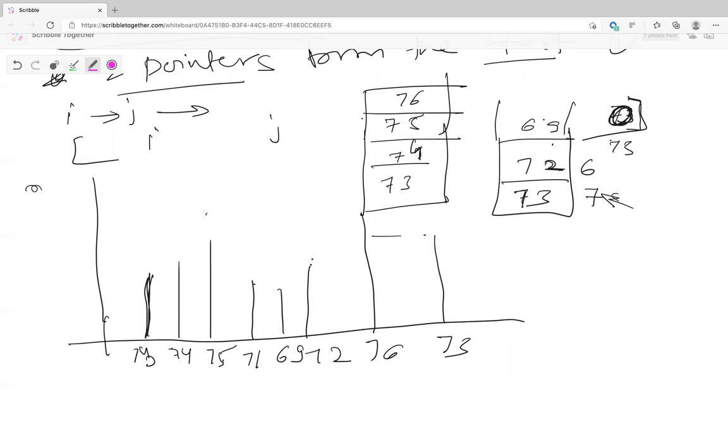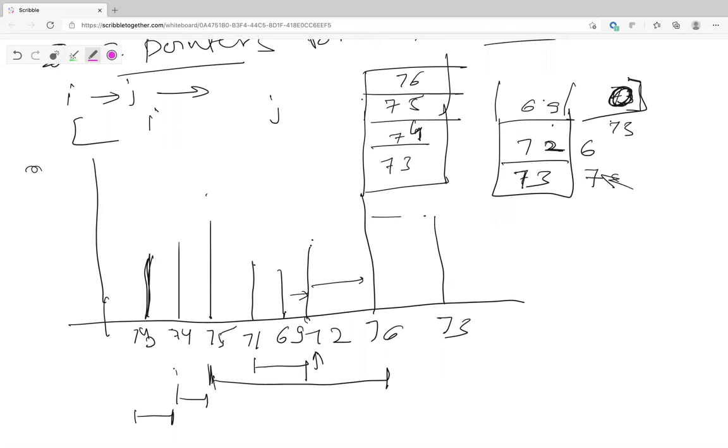Now, what is the answer for 72? 76, so 1. For 69? 1, which is 72. And 71? 2. Right? 75? 4, which is 76. Now I want to see the graph also. For 74, you have 75, so 1. For 73, you have 74, so 1.